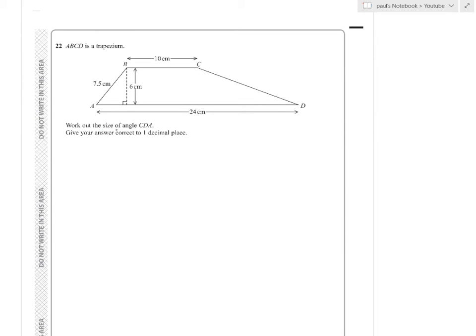22. Work out the size of CDA. Where's that? CDA. That's that thing there. Alright, so what have we got? We're going to use trigonometry. Don't know any of the angles here. If that's a right angle, we've got 2 of those. We could find that angle.